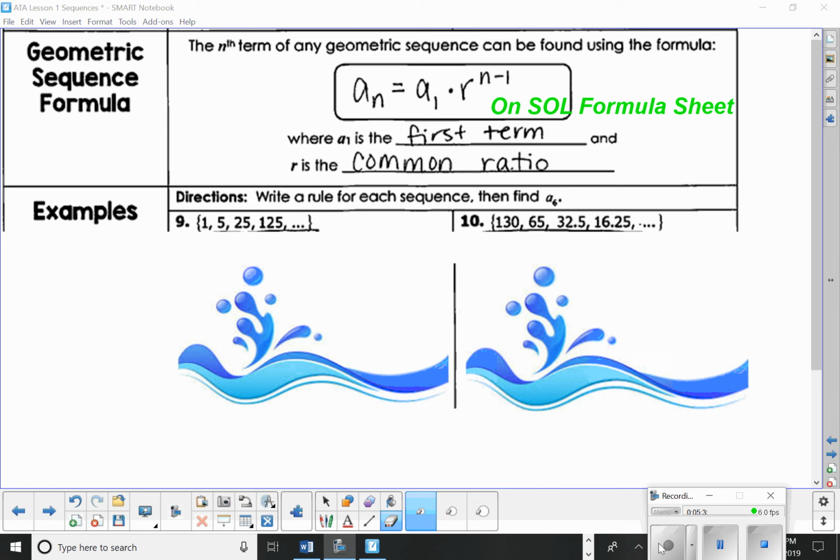A sub 1 is the first term, and r is your common ratio. We need to write a rule for each sequence, then find a sub 6. In this particular case, for things like 9 and 10 and such, I'm actually telling you that it is a geometric sequence, and so you can find the r just by doing 5 divided by 1, or 65 divided by 130. And then write the rule. You know what a sub 1 is. What is a sub 1? Right here.